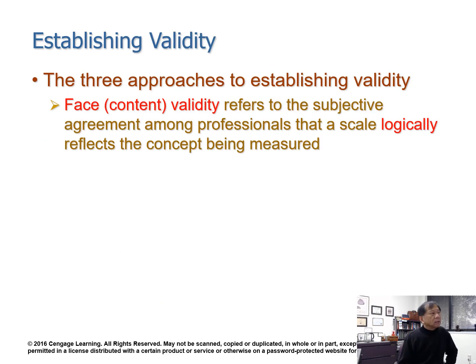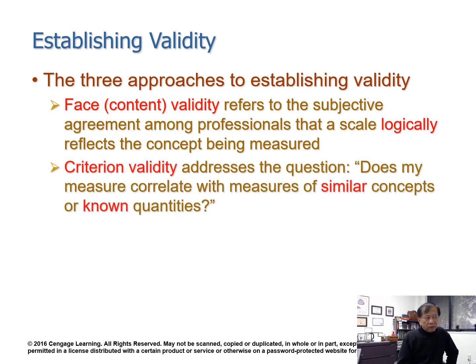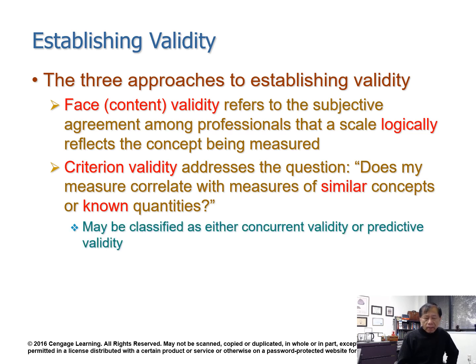How do you establish validity? There are three approaches to establishing validity. First is face validity, or content validity. It refers to the subjective agreement among professionals that the scale logically reflects the concept being measured. Then there's criterion validity, which addresses the question: does my measure correlate with measures of similar concepts or known quantities? It may be classified as either concurrent validity or predictive validity.